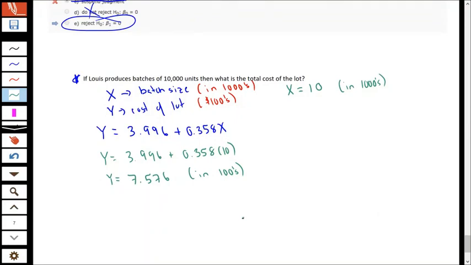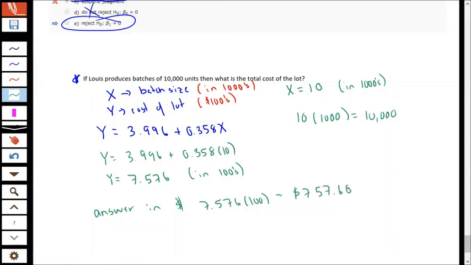Typically the multiple choice answers are actually going to want the answer in dollars. If we had 10 in thousands, we could multiply 10 by 1,000 to get the actual number, 10,000. That one makes a little more sense, because hundreds, we don't work with that in everyday life. But if I take this 7.576 and multiply it by 100, it's just moving the decimal, and what we get is that this is $757.60.